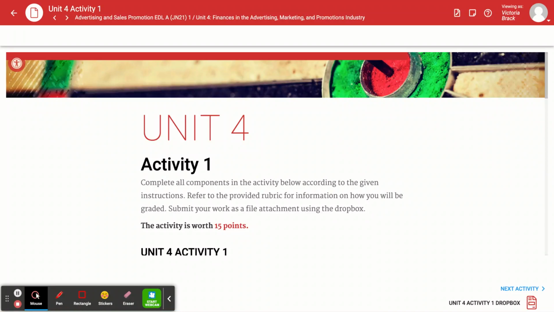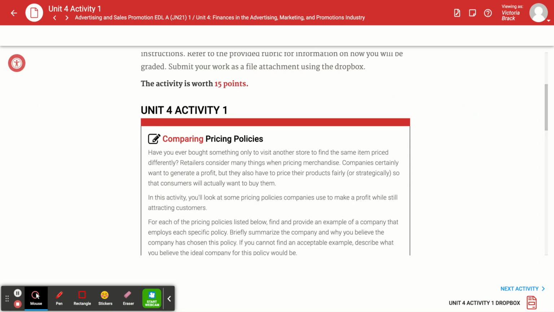Hi guys, I wanted to take a little time today to walk you through the Unit 4 Activity 1. There are two activities in this unit, and we are talking about the first activity today. So this activity relates to comparing pricing policies among different companies.